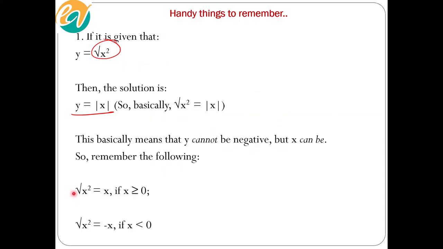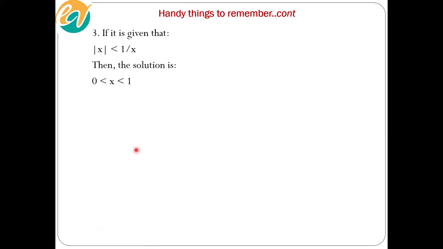So remember the following: root of x square is equal to x if x is positive. On the other hand, root of x square is equal to minus x if x is negative. Okay. So if it is given that absolute value of x is lesser than 1 by x, let's say this is given, then the solution to this is that x is between 0 and 1. Now you can obviously solve it algebraically, but let's actually quickly substitute values. Suppose x is equal to, let's take minus 1. If x is equal to minus 1, what is left hand side?